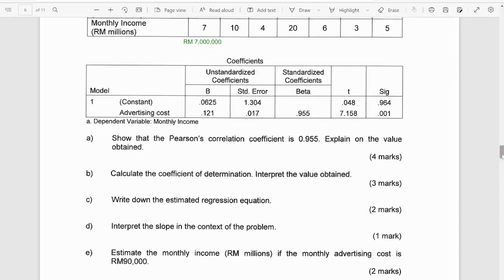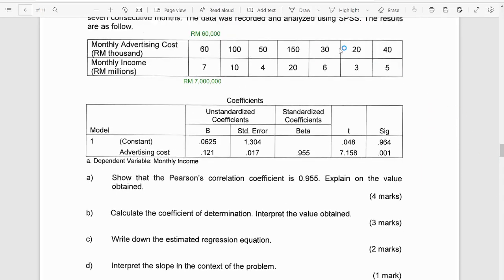Okay, so you have this data set. So saya akan tunjukkan macam mana nak buatkan dia ni. So summation of X senang saja because this one is X, this one is Y. You already know that the dependent variable is Y. So in this case, the dependent variable is monthly income. So this will be the Y and this one will be the X.